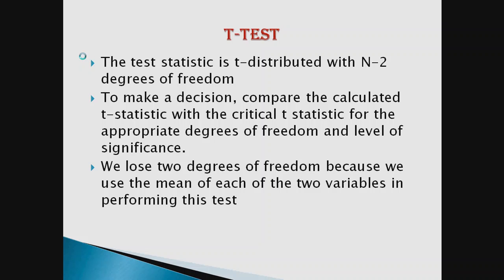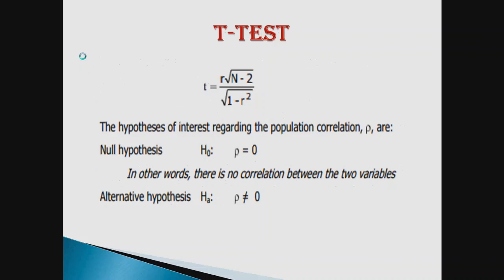To make a decision, compare the calculated t-statistic with the critical t-statistic value from the standard table, for the appropriate degree of freedom and level of significance. We lose 2 degrees of freedom because we use the mean of each of the two variables in performing this test. So the t-test: t is equal to r under root n minus 2 upon under root 1 minus r square, where r is the correlation coefficient, n is sample size, and n minus 2 is because of the two variables.